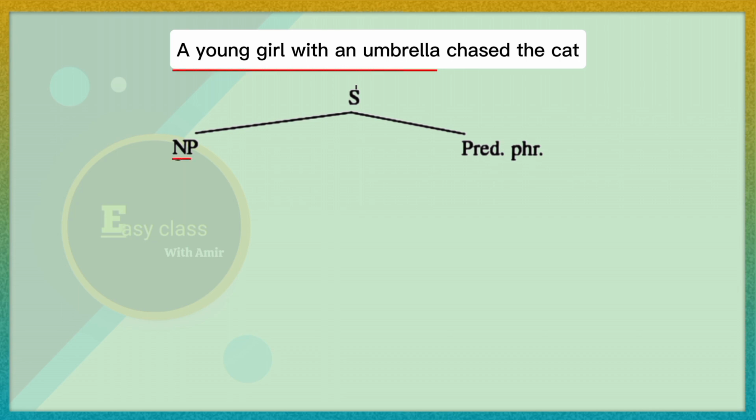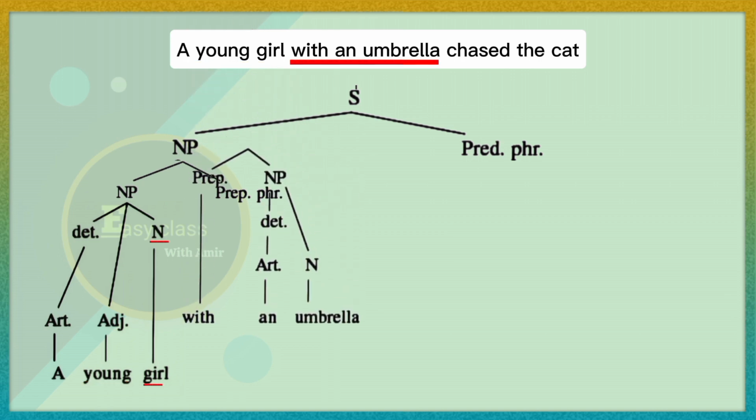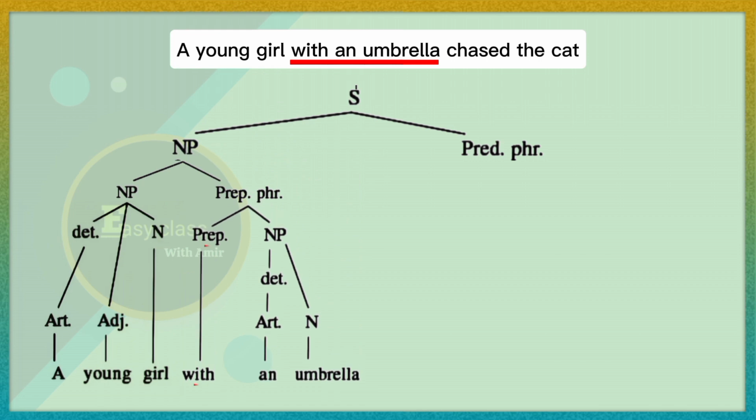The noun phrase, a young girl with an umbrella, consists of another noun phrase, a young girl, and a prepositional phrase, with an umbrella. The noun phrase, a young girl, has the constituents: an article, a, an adjective, young, and finally, a noun, girl. The prepositional phrase, with an umbrella, contains a preposition, with, and a noun phrase consisting of an article and a noun, umbrella.